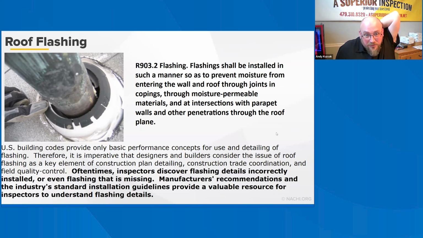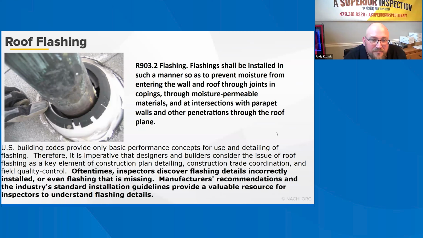So section 903.2, flashing. Flashings shall be installed in such a manner so as to prevent moisture from entering the wall and roof through joints and copings, through moisture permeable materials, and at intersections with parapet walls and other penetrations through the roof plane.